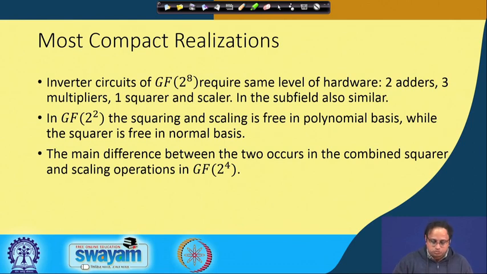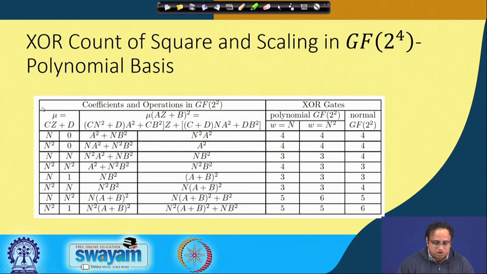Likewise in GF 2 power of 2, the squaring and scaling is free in polynomial basis, but the square is free in the normal basis. So the main difference between the two occurs in the combined squaring and scaling operation in GF 2 power of 4. Let us take a look into that operation in more detail, and here are all the possible descriptions of that, and I just enumerated the XOR count, because XOR is the most used gate in these realizations.